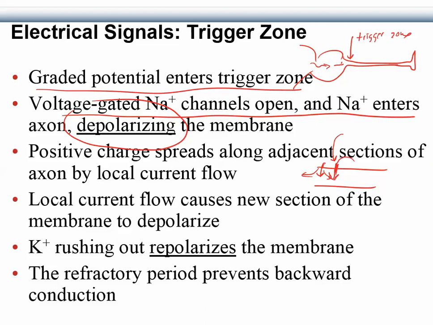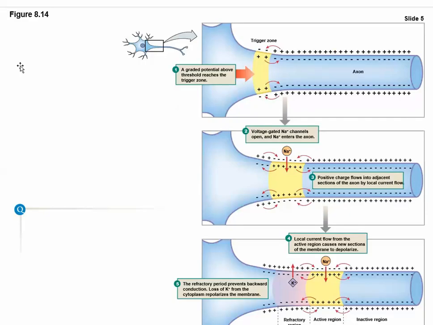Okay, so sodium's going to rush in there, which could potentially depolarize the one on the left here, but it's still in its refractory period. So it's going to depolarize this one, and then this one, and then this one. It's going to move down. Positive charge spreads along adjacent sections of the axon by local current flow. Local current flow causes a new section of the membrane to depolarize, and then we can't forget sodium or potassium rushing out repolarizes the membrane, and that this refractory period prevents it from going backwards.